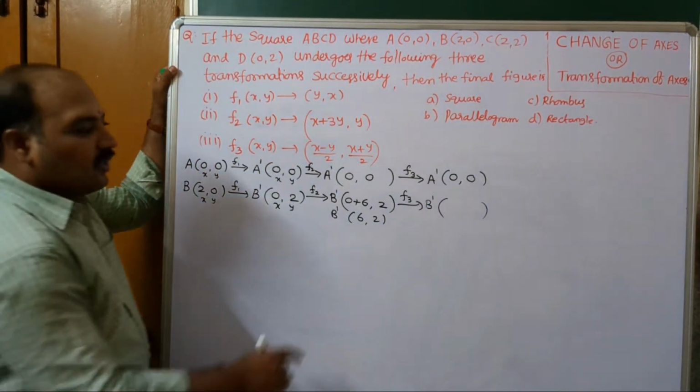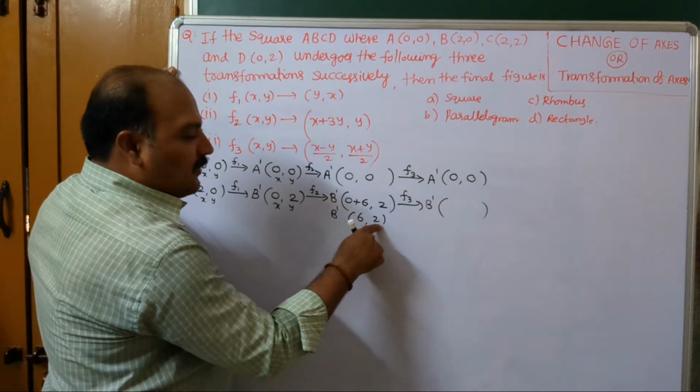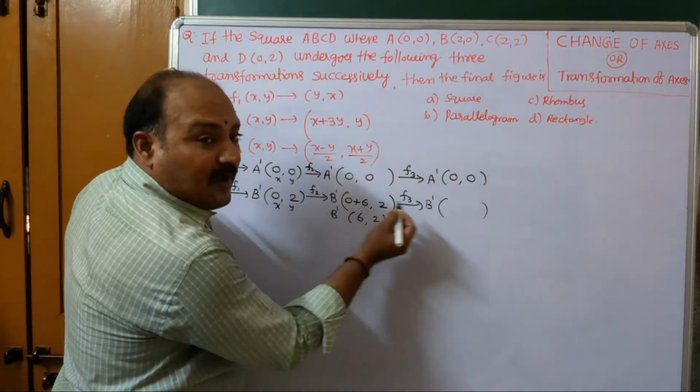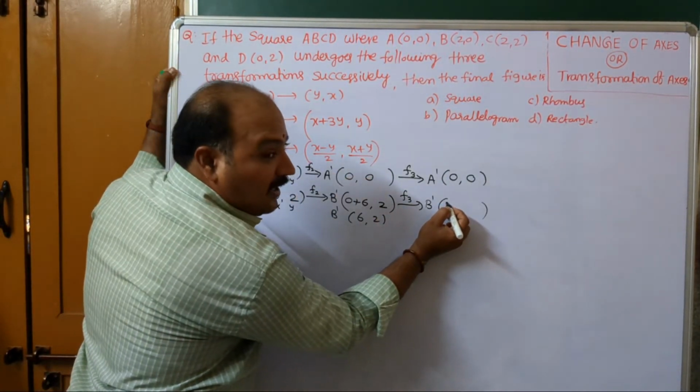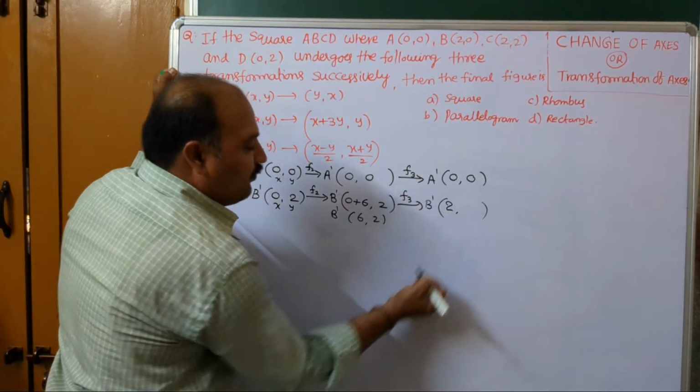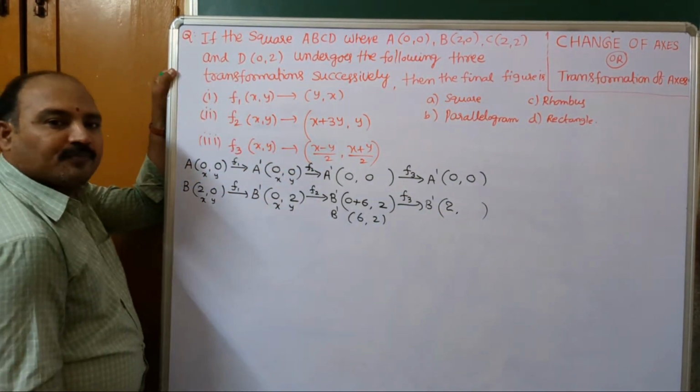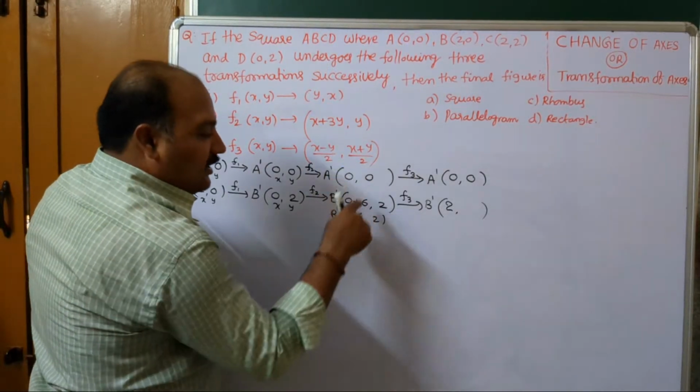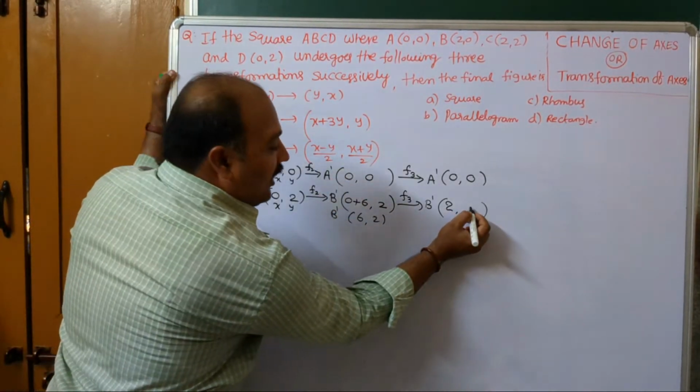X minus y by 2, 6 minus 2 by 2, 6 minus 2 by 2. So directly I am writing 4 by 2, 2. X plus y by 2, 6 plus 2, 8, 8 by 2, 4.